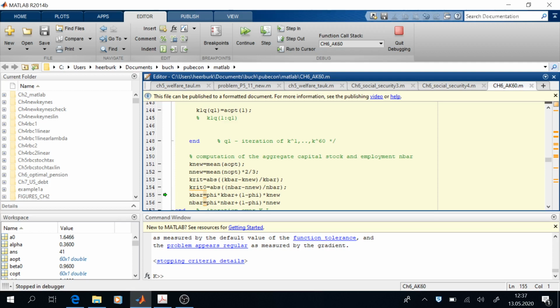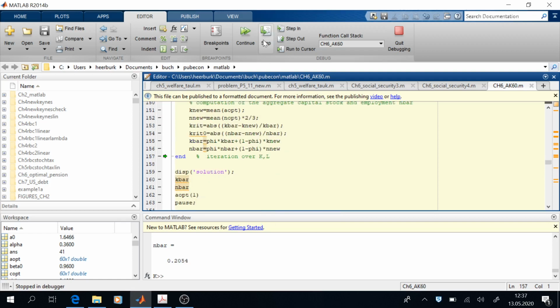In lines 155 and 156, we update our values for the aggregate capital stock and aggregate labor by a weighted average of the old value and the new value, and the weights are 0.8 and 0.2. Okay, and then this concludes our whole program. So let's simply run it till the end. This takes too long, so I will spare you this boring exercise. And we have seen the results as I started the presentation of the Matlab program.